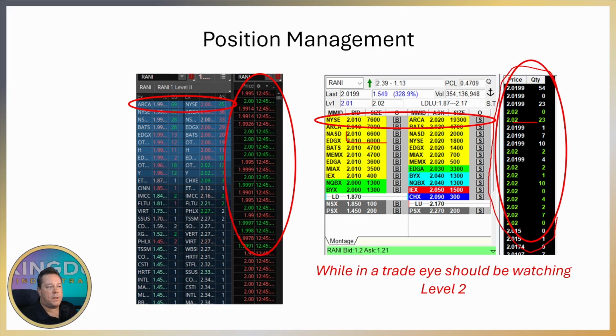The same with Thinkorswim. My eyes are focused on the bid and the ask, and I'm watching for that green or red on the tape, and we're going to get into that in later training, watching buyers coming in and pushing the value of that stock up.